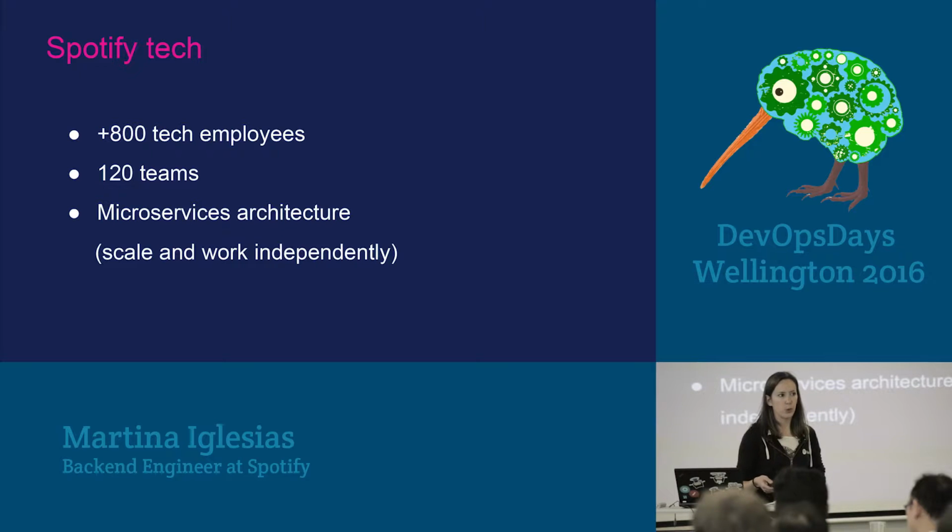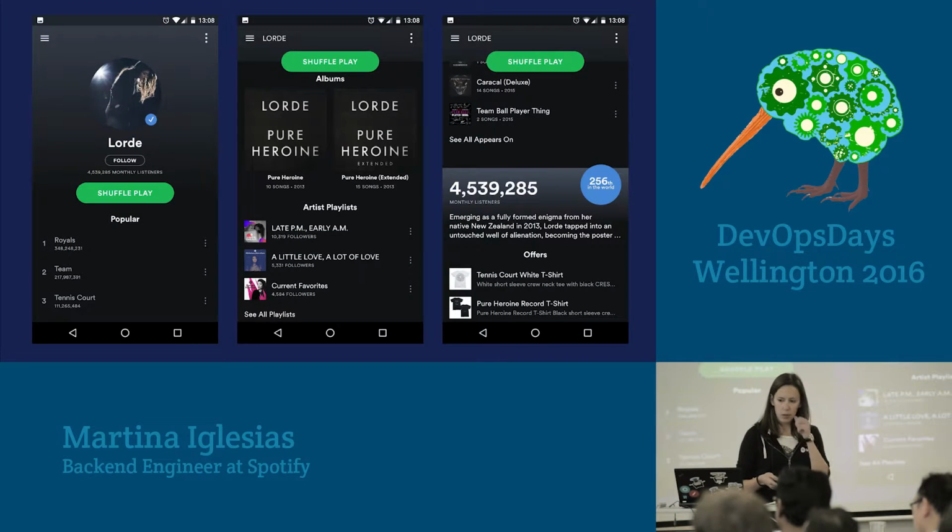And this allows us to scale well and also work independently on different features, because different features can be powered by different microservices. So typically, each team would be responsible for a few of these services. So if we take a look, for example, at the artist page, we can see that it has different sections. We can have the popular tracks, the albums, the singles. We have playlists, merchandise. And some of these parts are powered by different services.